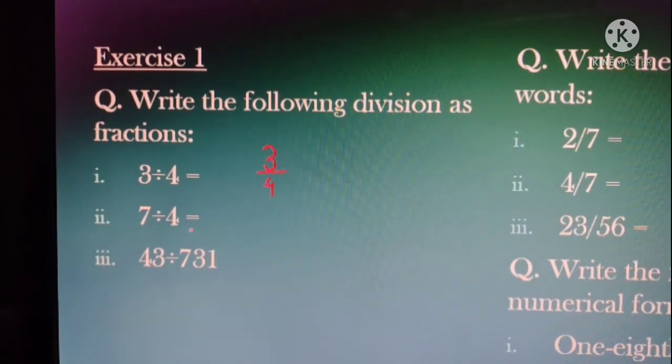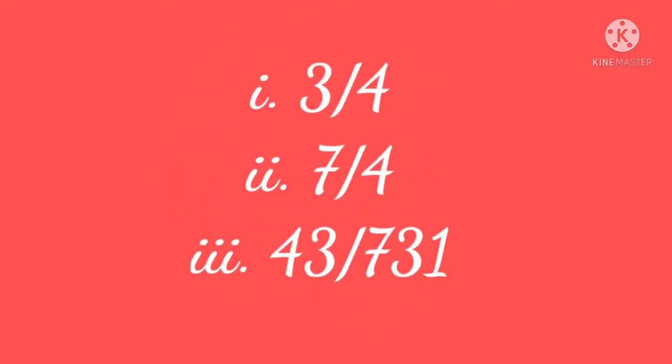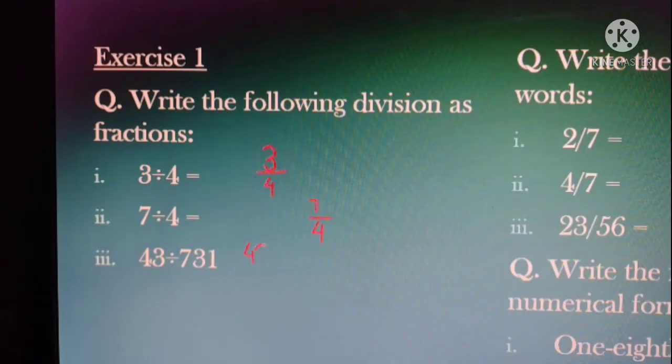In number 2, 7 by 4. So here also the same thing. And in number 3, 43 divided by 731. So 43, then division line, and below the division line 731.